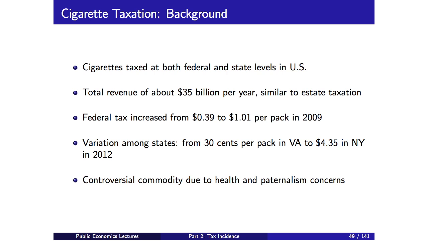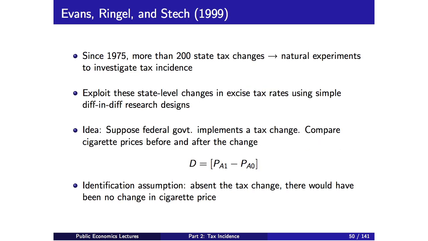Okay, so that type of variation is, A, interesting from a policy point of view, which of these is the right tax rate, and B, from an econometric point of view, it gives you a lot of variation to estimate the treatment effect of interest. Now, people are also interested in cigarettes, aside from the pure incidence question, because of health and paternalism concerns, right? So, as we'll talk about a little bit later, even if the incidence of the tax falls on the consumer, so they pay higher prices, that might actually be a good thing because we want to deter people from consuming cigarettes, possibly.